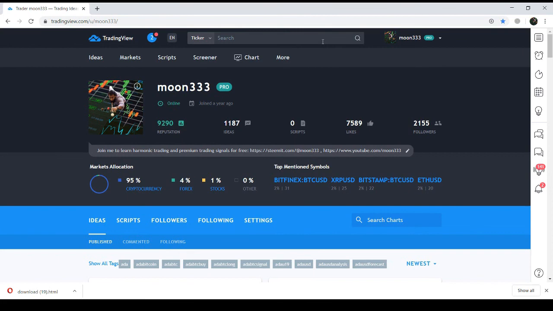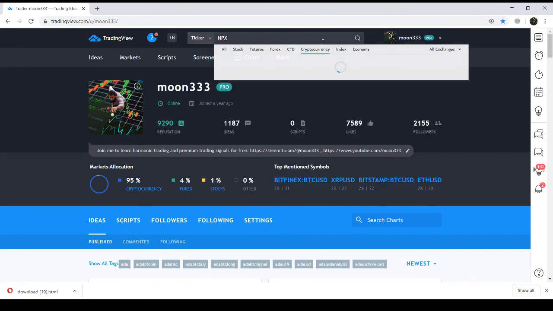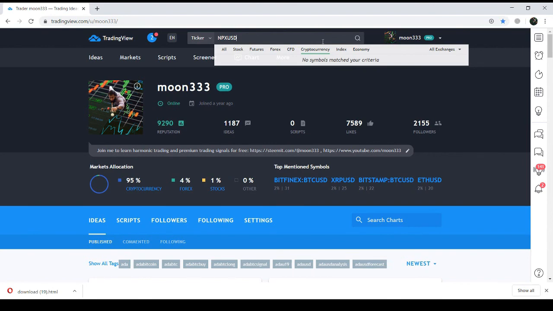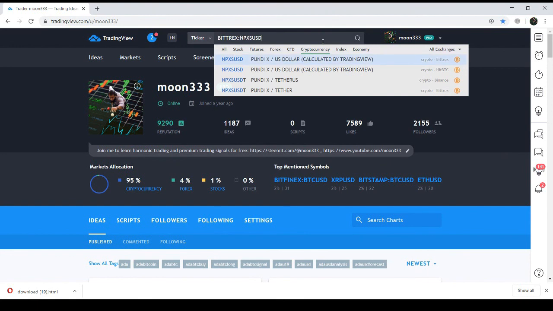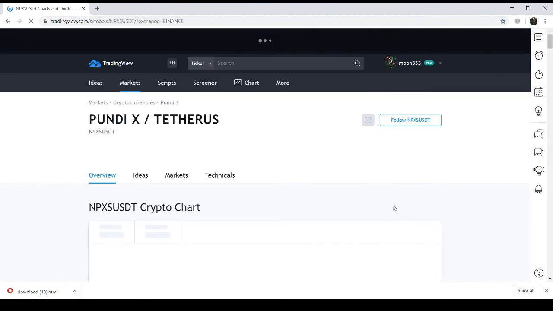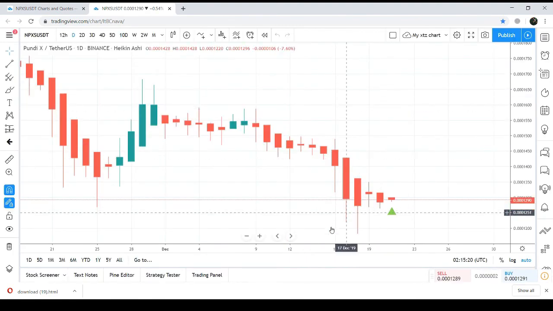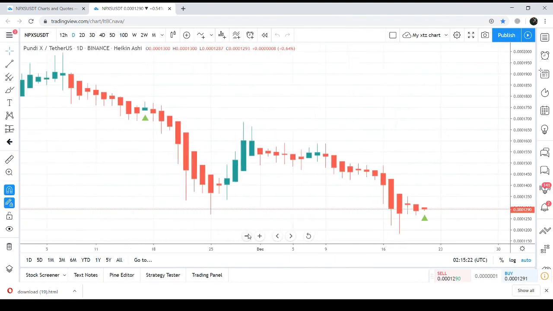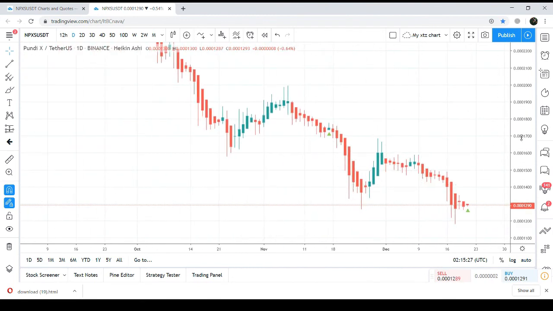I'm just gonna show you the NPXS or Pundi X developments. And this is the day chart of NPXS US dollar. I'm just taking you first to the live chart, and after that I'll show you the chart I've published.